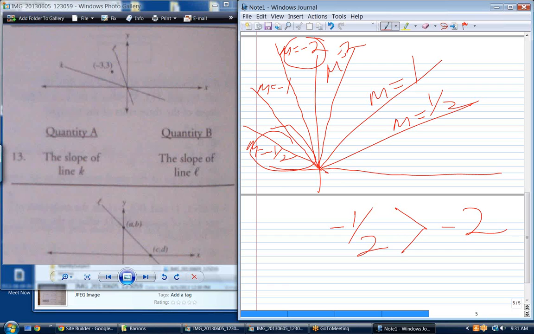Might not look visually like that would be the case. In other words, visually, most people would say the slope of that is steeper. And it is. The slope of L is steeper than the slope of K. But because they're both negative, the negative half is greater than the negative 2.